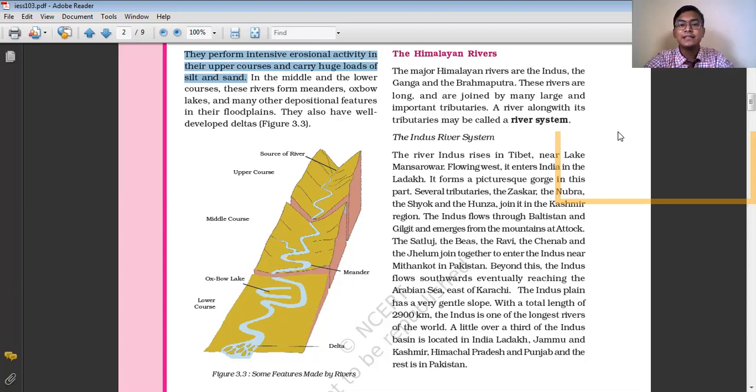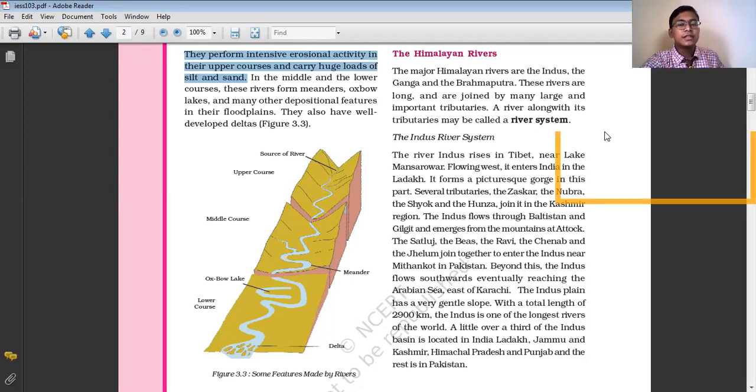This sand and silt is carried by the river to the lower course, and they finally deposit in the foothills, which has led to the formation of the northern plains. So in the upper course of the river, the main characteristic of the Himalayan rivers is that they cause much erosional activity and carry huge loads of sand and silt.